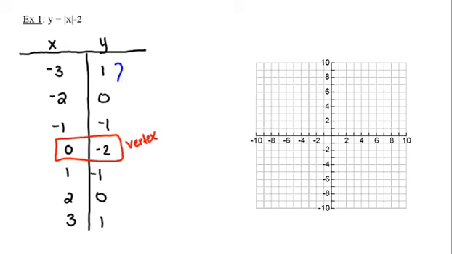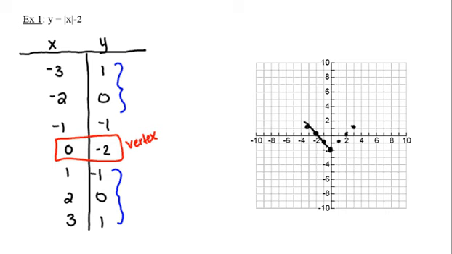You'll notice that all of the y values will start to repeat on either side of the vertex. So you're looking for the number that doesn't repeat, but then after it and before it, everything is repeating. So now we can go ahead and graph those points. Negative 3, 1 means to go over negative 3 on the x-axis, up 1 on the y, and graph that point. Negative 2, 0, negative 1, negative 1, 0, negative 2, 1, negative 1, 2, 0, and 3, 1.